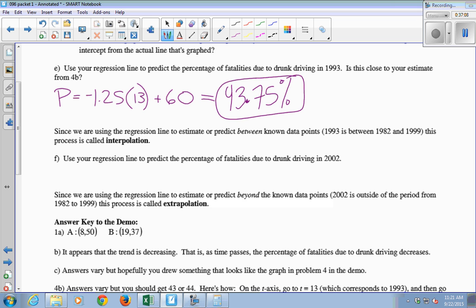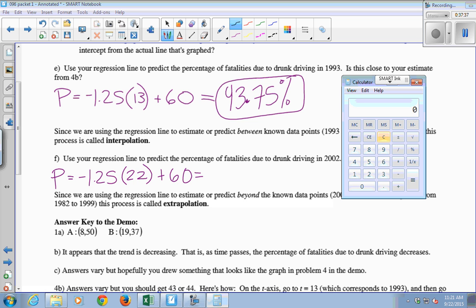Now I'm going to use my regression line to predict the percentage of fatalities due to drunk driving in 2002. So how many years after 1980 is 2002? 22 years. So I'm going to use my line, P equals negative 1.25, and this time I'm going to plug in 22 for T, for 22 years after 1980. So 1.25 negative times 22 plus 60 is 32.5%.